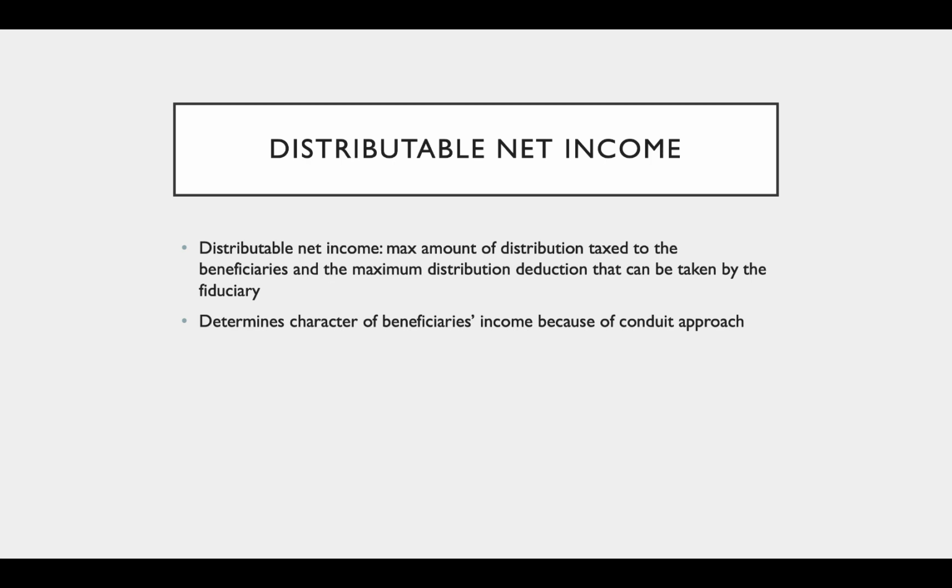So when we have a trust and we're distributing out income, we get to take a deduction for distributable net income, and generally for a simple trust at least, the trust doesn't have tax consequences. But the individual receiving that income is going to have tax consequences, and the distributable net income is going to equal the maximum amount of distribution they're going to be taxed on. So it's going to represent their max tax consequence. It's also going to determine the character of the beneficiary's income because of the conduit approach. Remember, it retains the character flowing through the trust.